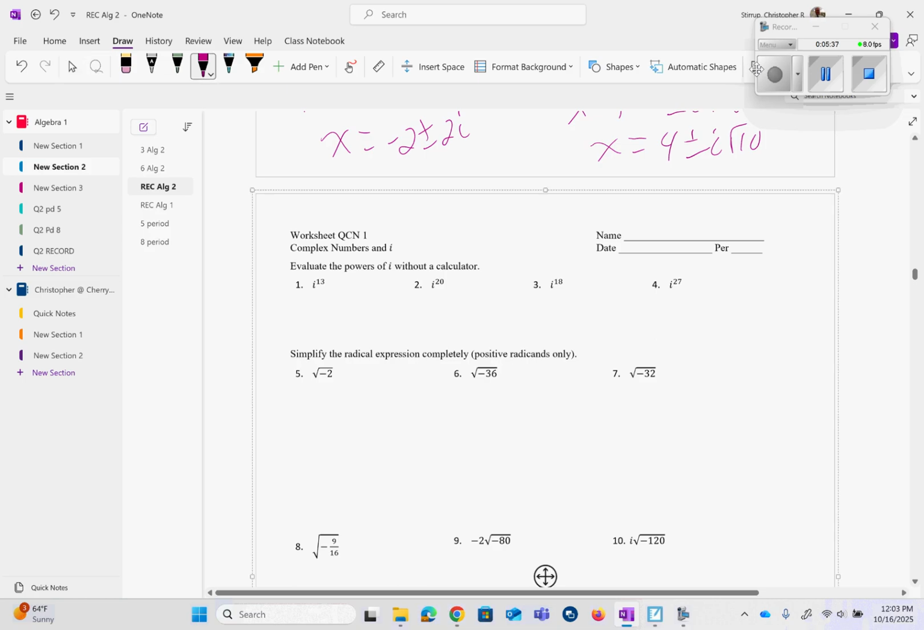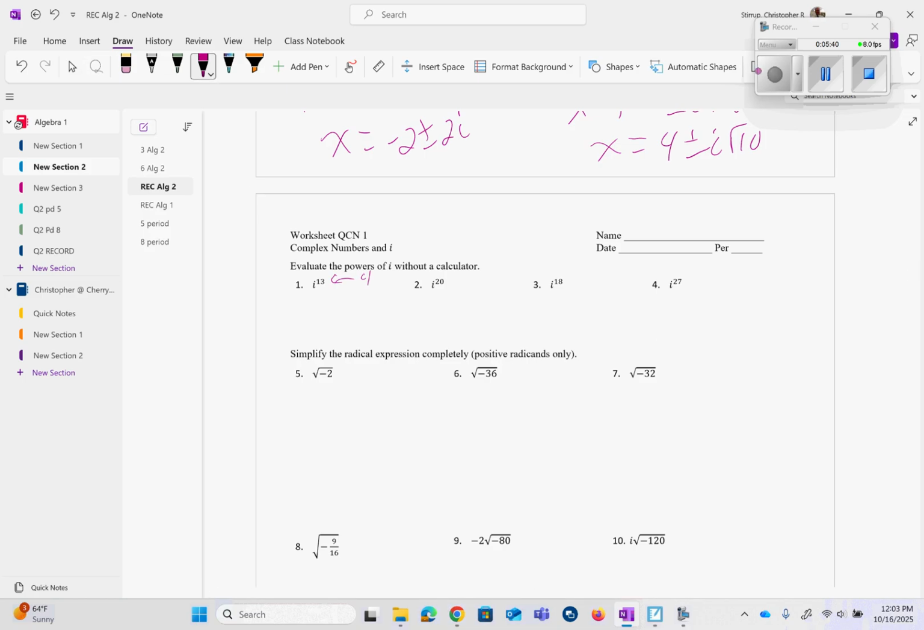Okay, so how many times does 4 go into 13? It goes 3 times. What's left over? 1. So this becomes i to the first, which is just this. i to the 20th. 4 goes into 20 evenly 5 times. So this just comes out to be i to the first, or this. i to the 18th. 4 goes into that 4 times with 2 left over, so I'm left with i squared. i squared is negative 1. 4 goes into 27 6 times with 3 left over, so I get i to the third.